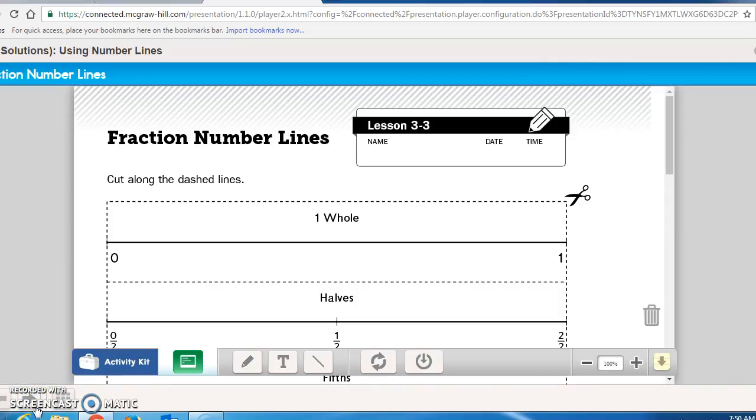So here's that fraction number line that we were talking about. You need to cut along the dashes. You're going to need to come get that from me. It's going to be Math Masters, page 106. Pause the recording now and come get that, please.